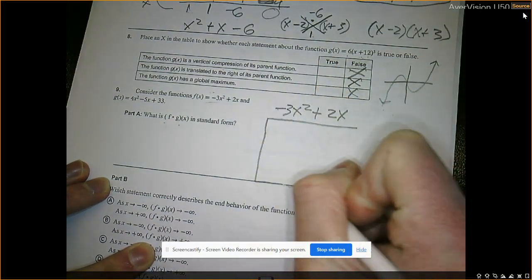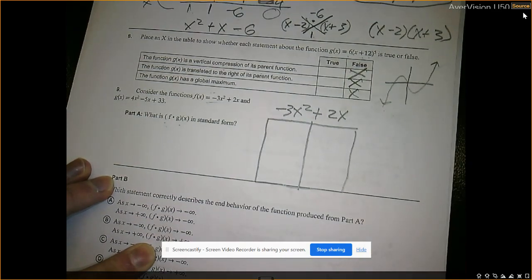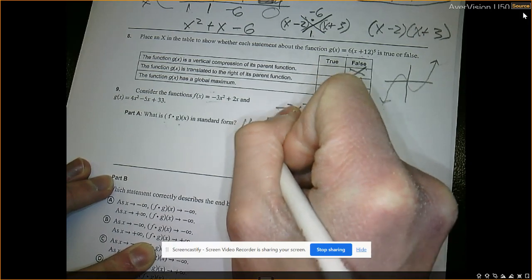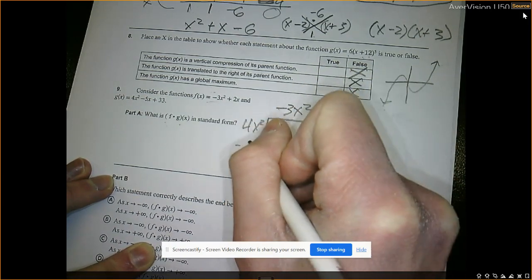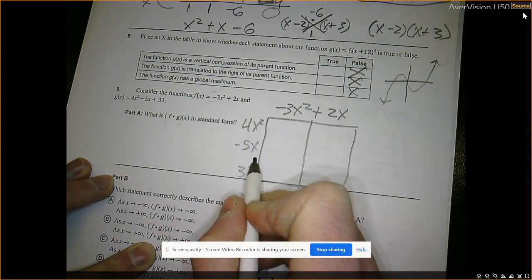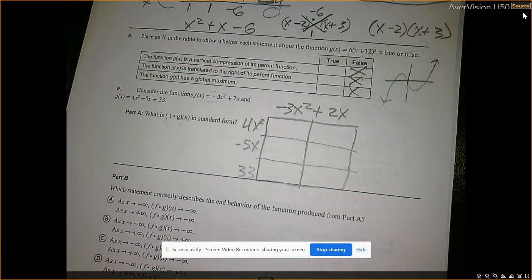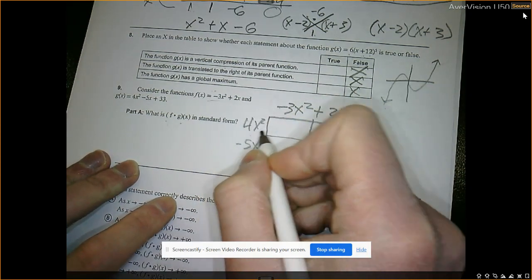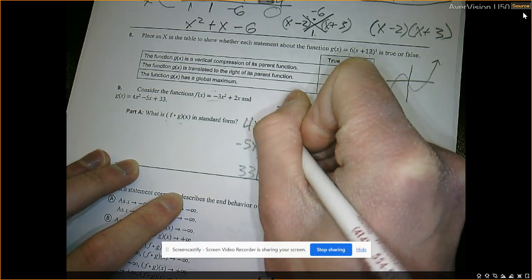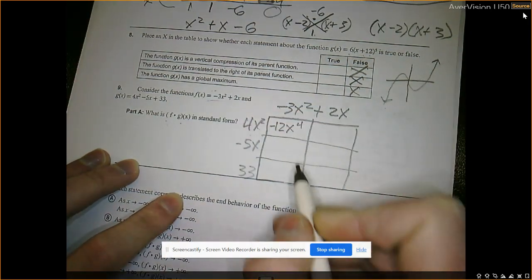I'll put that on one side, and then on the top, and then on my side, I'm going to put 4x squared minus 5x plus 33. So now we have some boxes that we can fill in, and we can say, okay, 4x squared times negative 3x squared. Well, 4 times negative 3 is negative 12. X squared times x squared, that's x to the fourth.